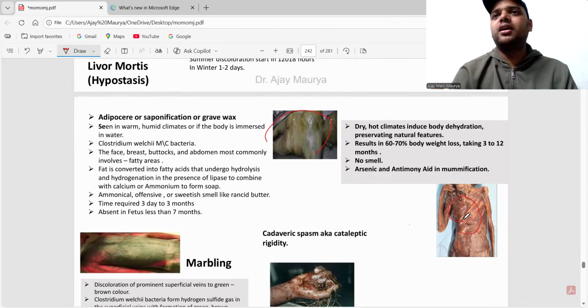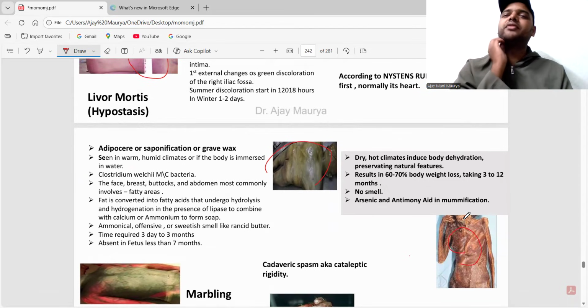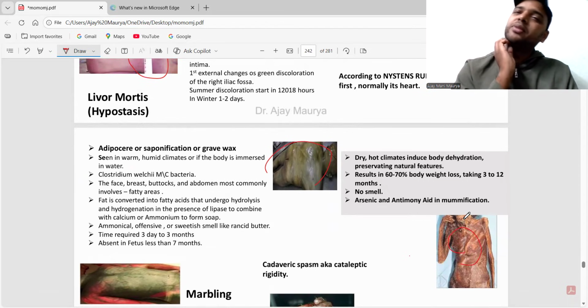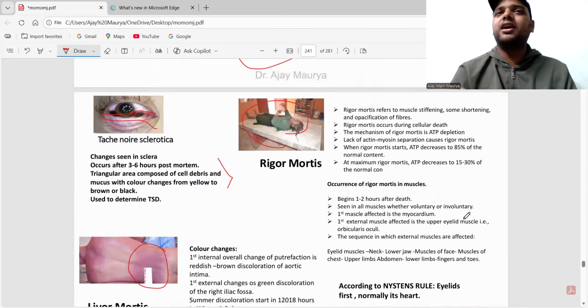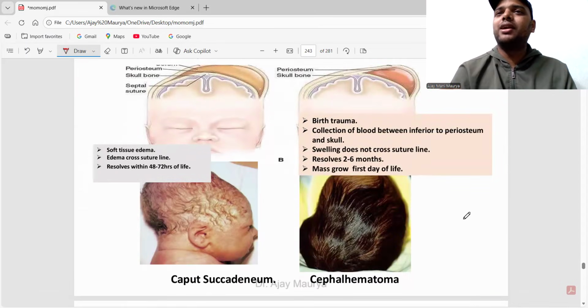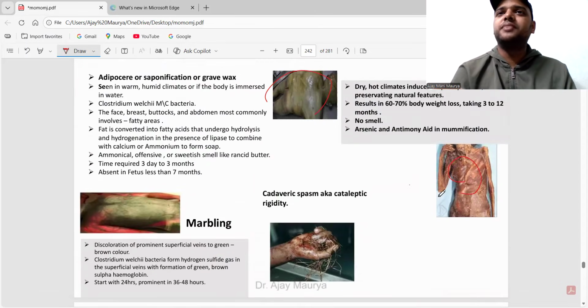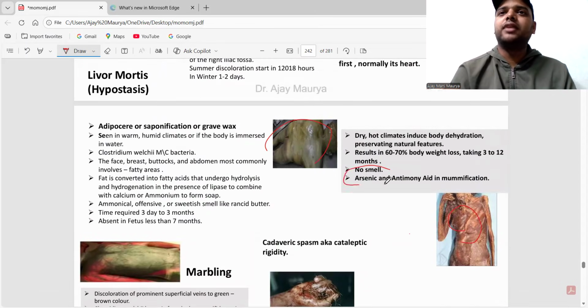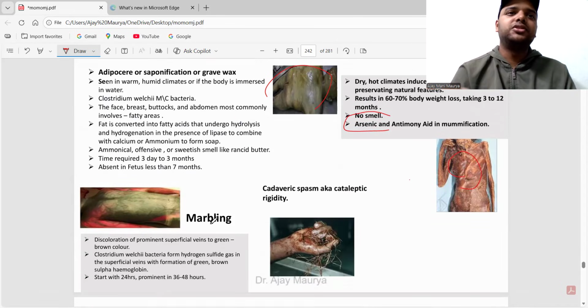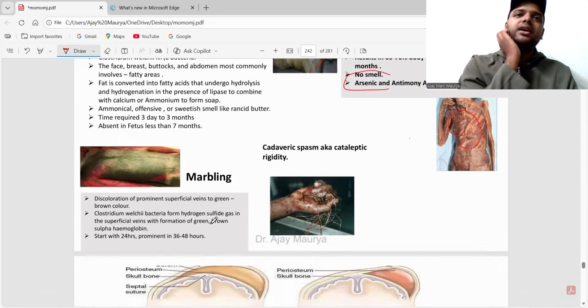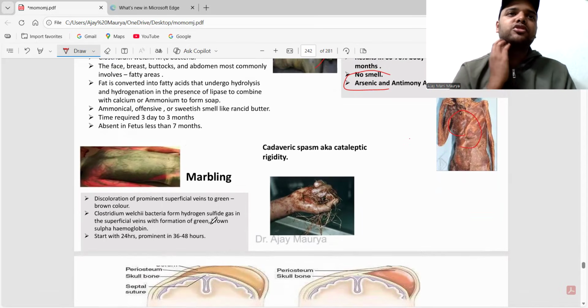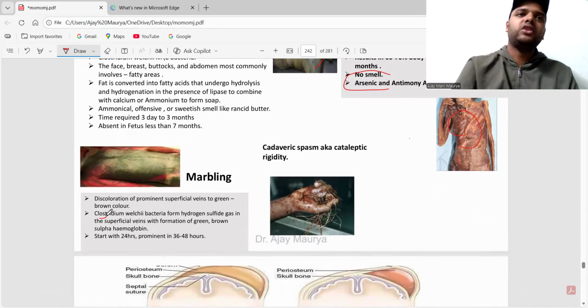This is a mummy. This is also called adipocere. This is mummification. Once upon a time, they asked the question: in mummification, what does it smell like? There is no smell. There is no smell here. Okay? This is marbling. Due to adipocere, there is marbling. What is the most common bacteria responsible? It is the Clostridium welchii bacteria. Okay, done.